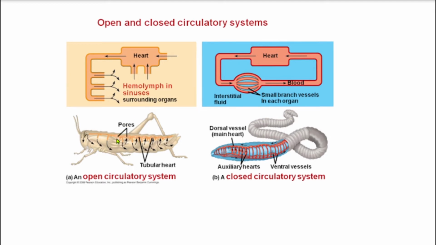If you see in this diagram, this is a tubular heart, and out of it are the open-ended blood vessels, and from these blood vessels, marked by the black arrow, blood flows into the cavities which are called sinuses, and from these sinuses blood is then returned back to the heart.